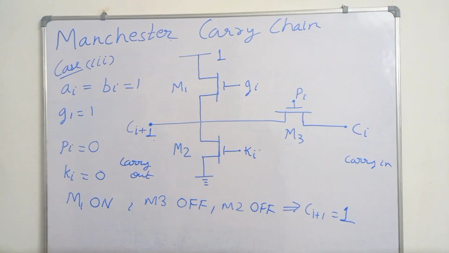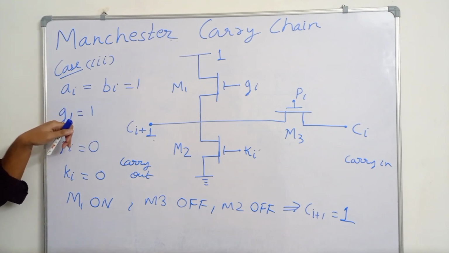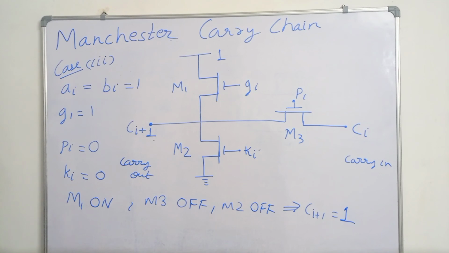So this is called the Manchester carry chain. It is based on 3 bits: generate bit, propagate bit and carry kill bit. When the carry kill bit is equal to 1, then no carry out is generated. When the generate bit is equal to 1, then 100% the carry out bit is generated, and when the propagate bit is equal to 1, then the carry in will be propagated to the carry out. So this Manchester carry chain is based on these 3 bits: generate carry, propagate carry and kill carry.